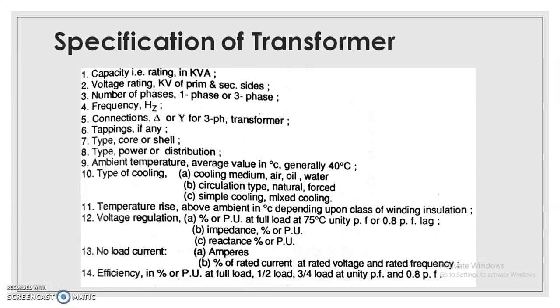Temperature rise above ambient in degrees Celsius, depending upon the class of winding insulation. Voltage regulation is also mentioned in percentage, or sometimes in per unit, at full load at 75 degrees Celsius, and unity power factor or 0.8 power factor lagging. No load current is also mentioned. And the last one, most important, efficiency. It is also mentioned in percentage, or sometimes in per unit, at full load, or maybe at half load or 3/4 load at unity power factor and 0.8 power factor.